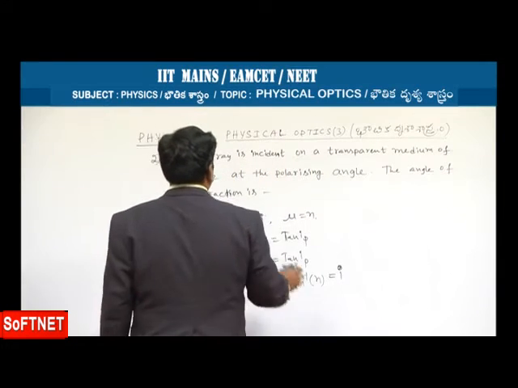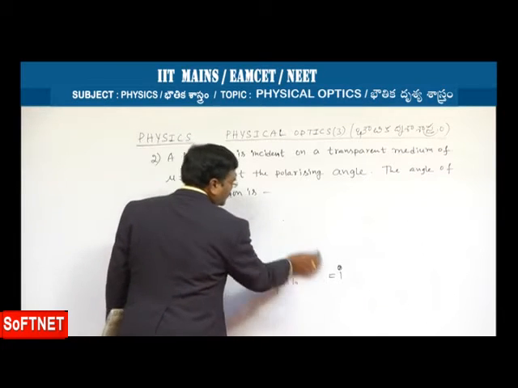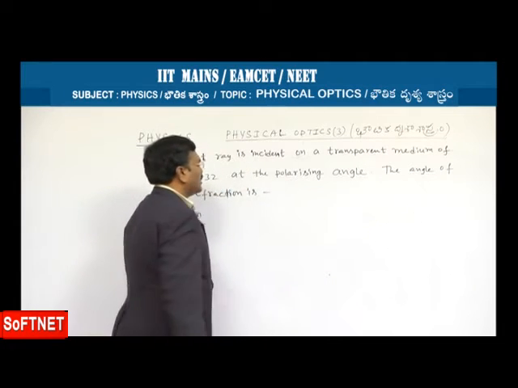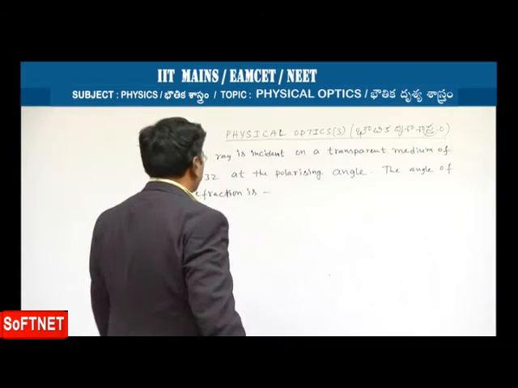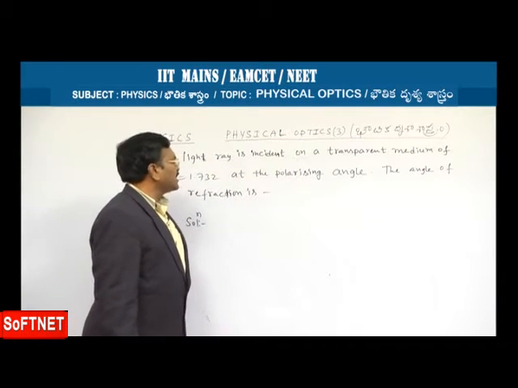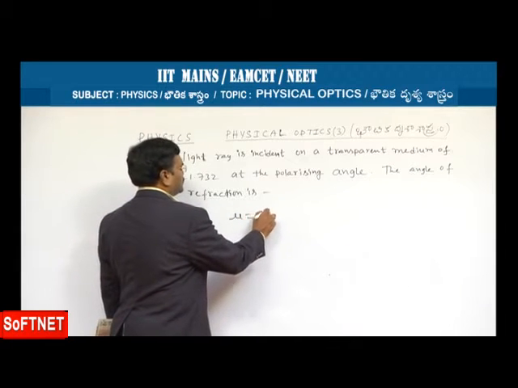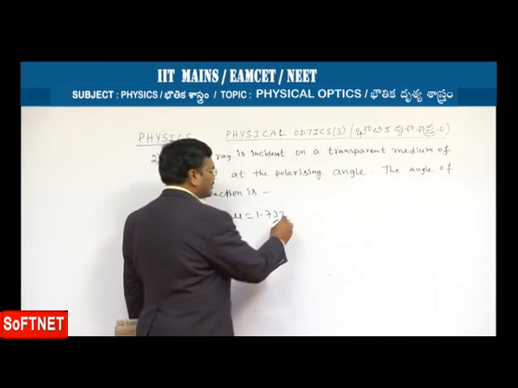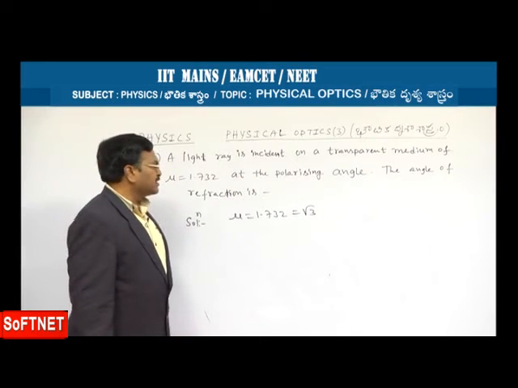What is the next question? A light ray is incident on a transparent medium, mu is equal to 1.732. Now at the polarizing angle, we want to calculate the angle of refraction. How do we calculate it? Mu is equal to 1.732, which is nothing but root 3.